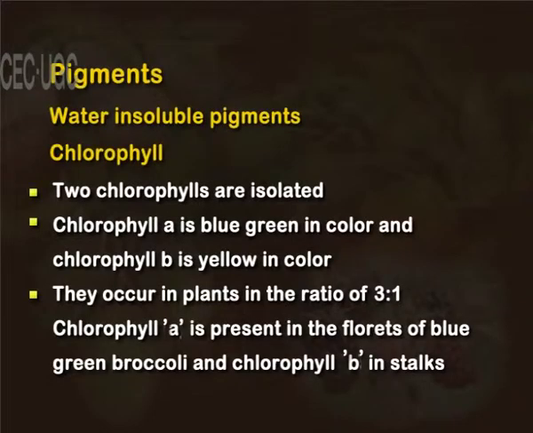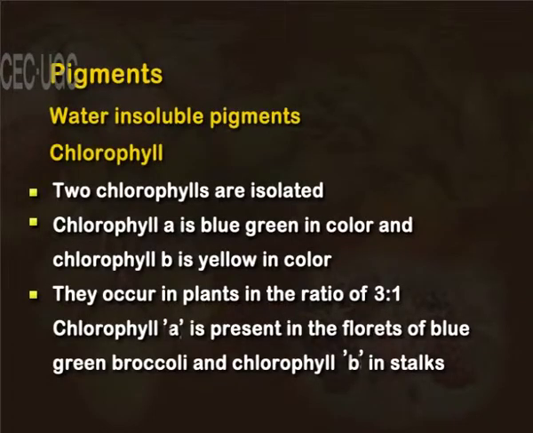throughout the cell. Now basically pigments are classified into two types, and they are water soluble pigments and water insoluble pigments. Now let us start with water insoluble pigments. The first water insoluble pigment we will talk about is the green pigment chlorophyll.